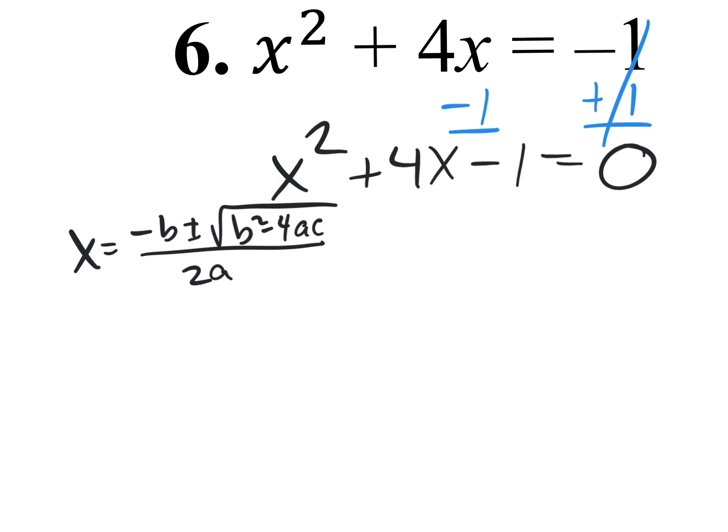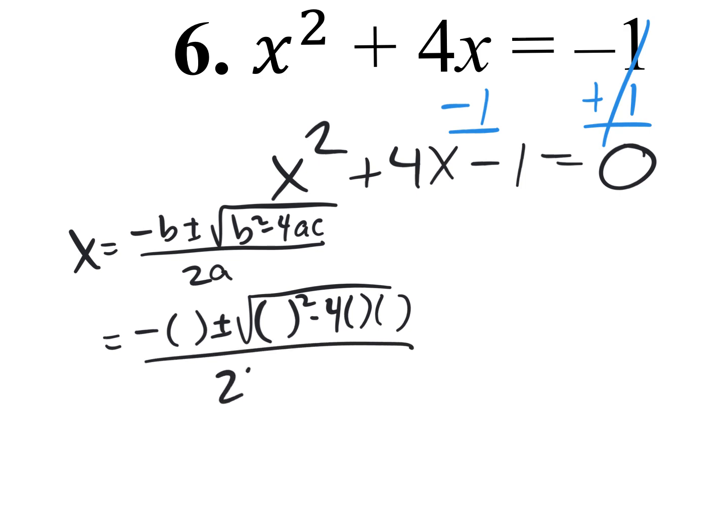And when you use this formula, I recommend rewriting it, but with parentheses: negative parenthesis, plus or minus the square root of parentheses squared minus 4 times parentheses, all divided by 2 times parentheses. And then you could safely identify your A value, which is 1, your B value, which is positive 4, and your C value, which is negative 11.